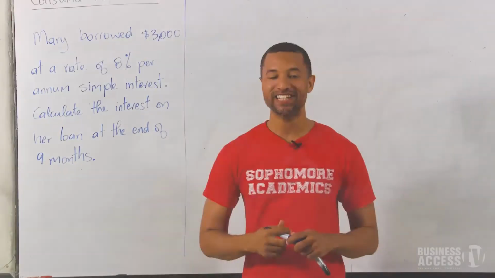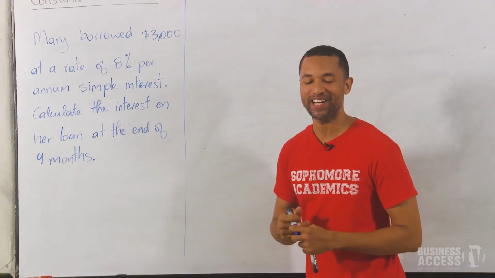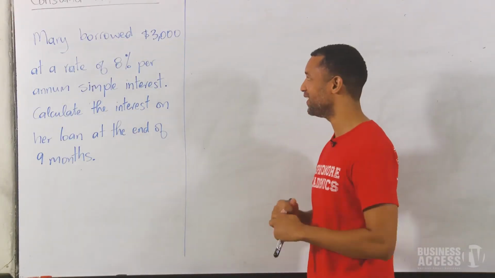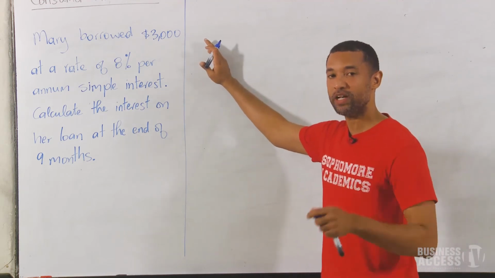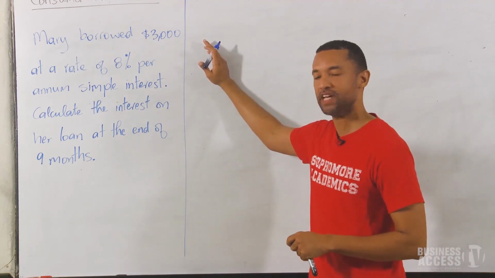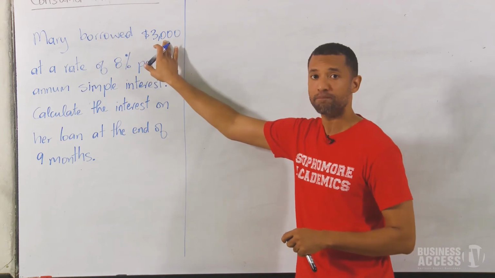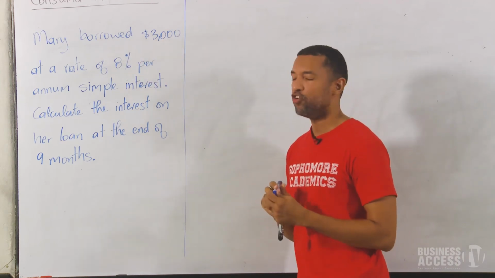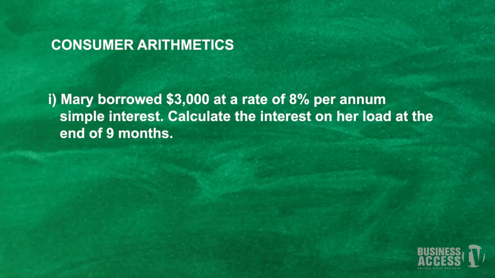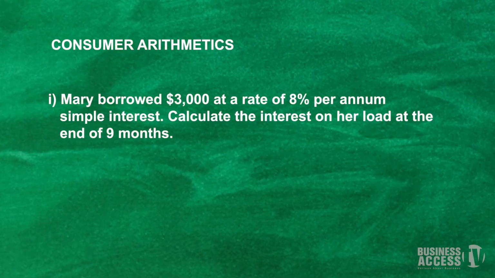All right, so ladies and gents, we're here with our third and final question for this episode of Business School. Let us get into it. It's actually a simple interest question. Yeah, simple interest. It says that Mary borrowed $3,000 at a rate of 8% per annum simple interest. And they want to know what is the interest on her loan at the end of 9 months.